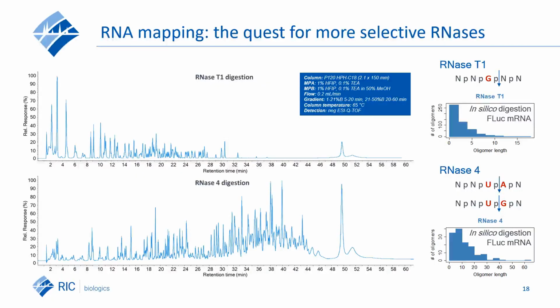An in silico digestion of Luc mRNA indeed shows that RNase T1 digestion generates mostly subsequences with a length of 2 oligonucleotides, whereas RNase 4 digestion generates larger subsequences ranging from 1 to 35 nucleotides in length. When analyzing an RNase 4 digest on ion pairing reverse phase and comparing this to the RNase T1 digest, it is clear that most fragments are eluting later, which corresponds to larger fragments.